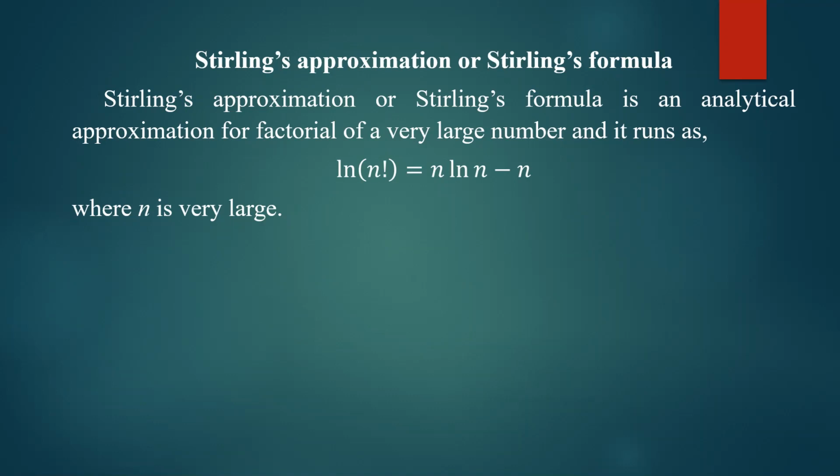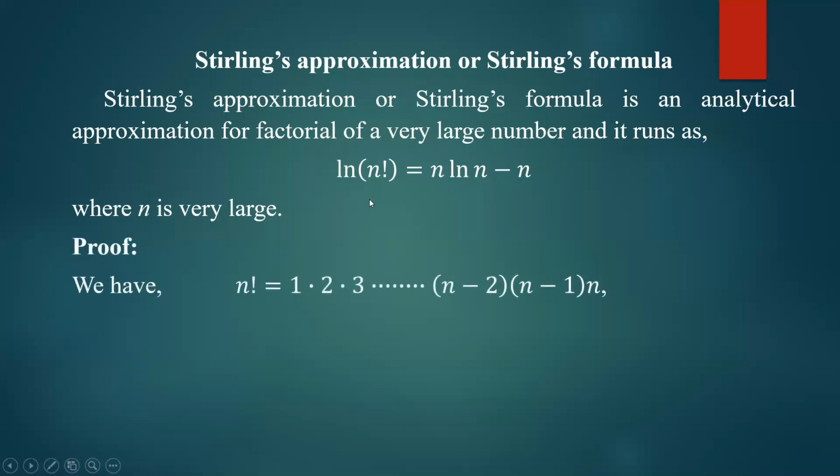When does this formula apply? When n is very large. When it is more than 1000 or more than 2000, then this formula holds very well. So this is an analytical approximation for the logarithm of the factorial. Ln is actually log to the base e. Log to the base e of factorial n will be equal to simply n ln n minus n. Okay, that formula you have to remember. So a simple proof is there.